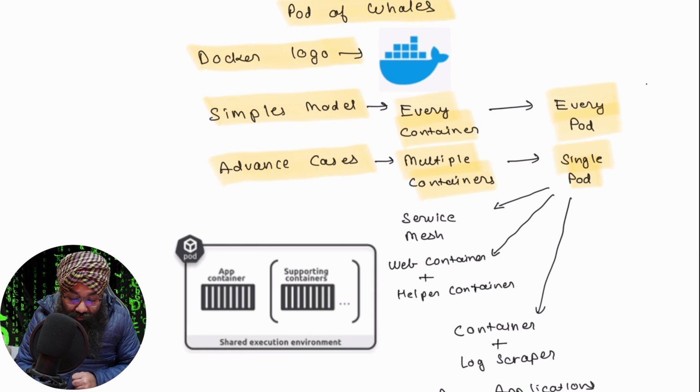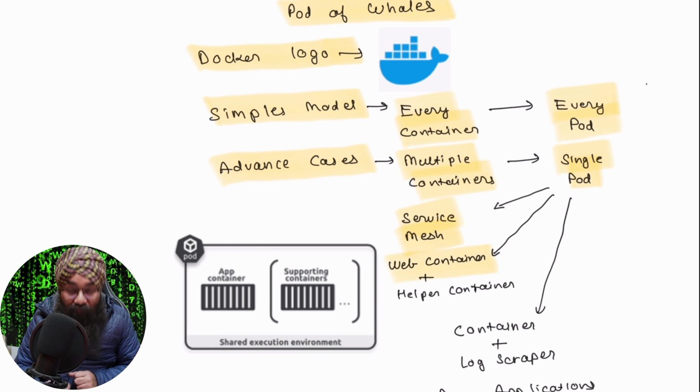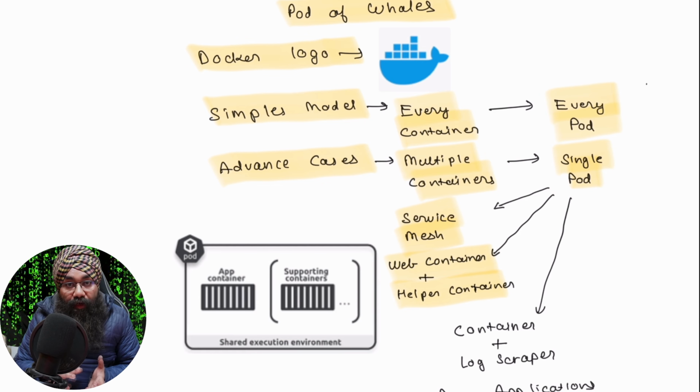An example of this is a service mesh. We have a microservices series as well on our channel, where we are planning to create a video on service mesh. So stay tuned there as well. Then you can have a web application container and a helper container running tightly coupled with your web application. This is also an example of multiple containers in a single pod.